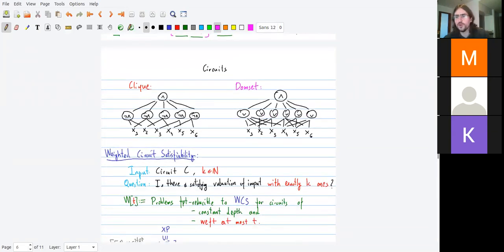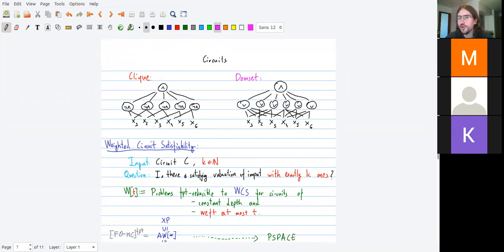So let's try to make it a little bit more precise. This is auxiliary material. I just want to show it to you in order to give you a rough understanding of how this is placed in the whole theory.